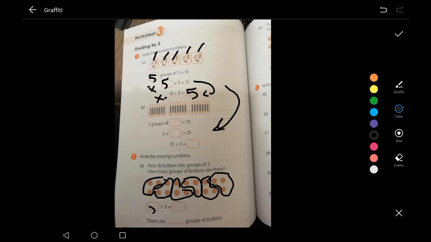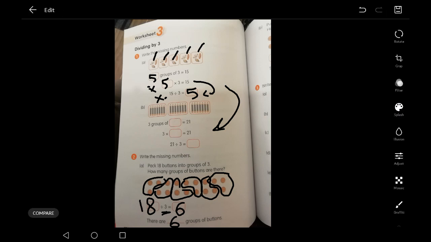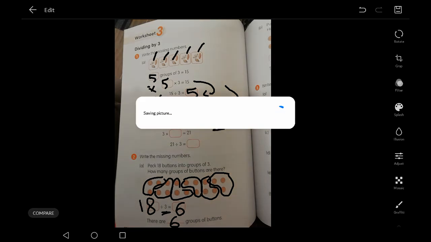So we divided 18 buttons into groups of 3 and we got 6 groups. Here, as I always tell you, 18 divided by 3, the answer is, if I cover it, what is the number? Think of a number that I multiplied by 3 and I get 18. It is 6. So our answer is correct. There are 6 groups. Good job. Now let's move on to the next question.